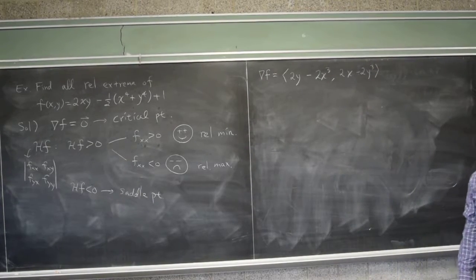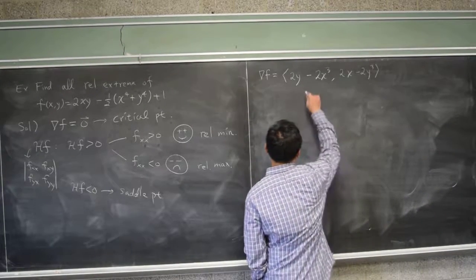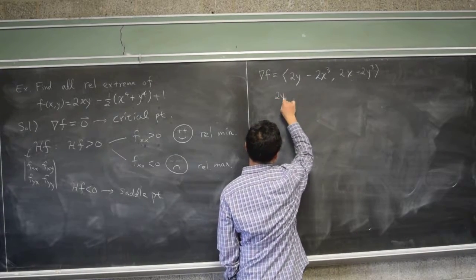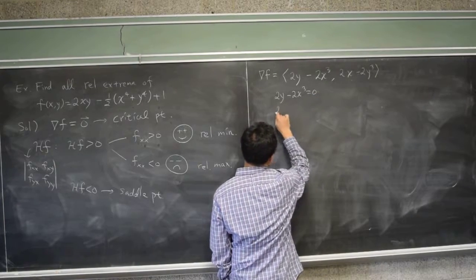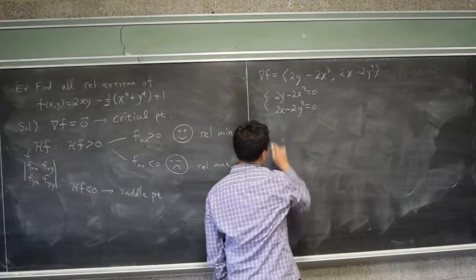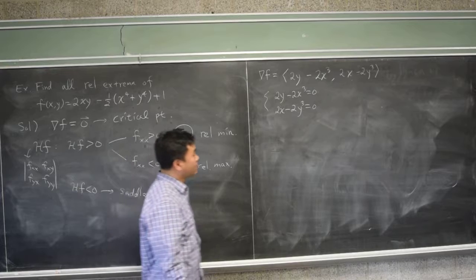So therefore, if you want a critical point, I need this to be 0 and that to be 0. 2y minus 2x cubed has to be 0, and 2x minus 2y cubed has to be 0. Now let's see what that means.